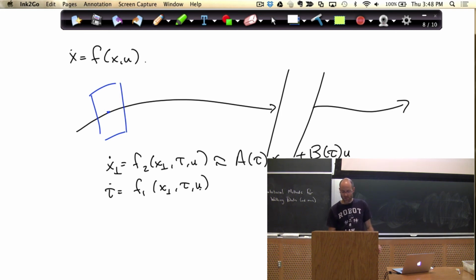And I can design an LQR controller on this time-varying system.